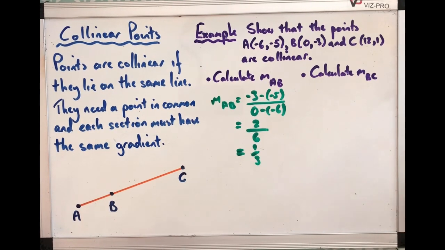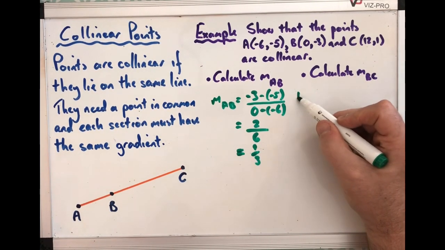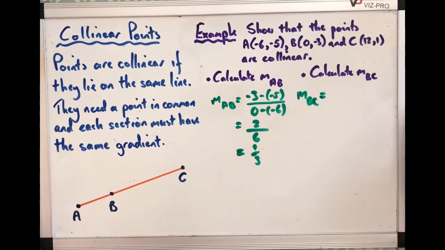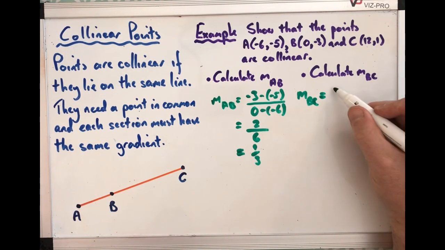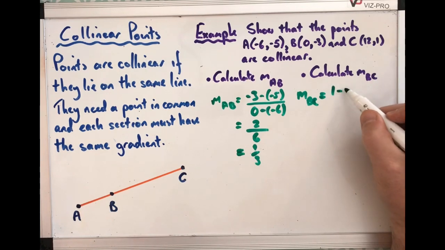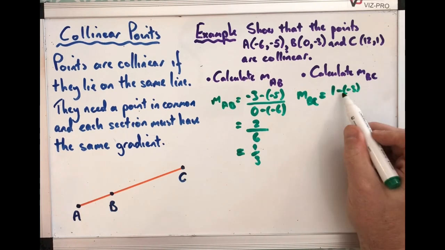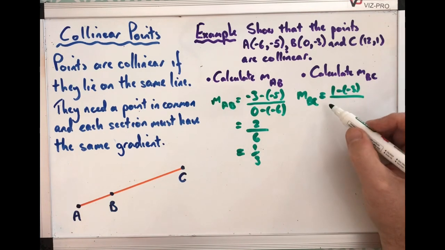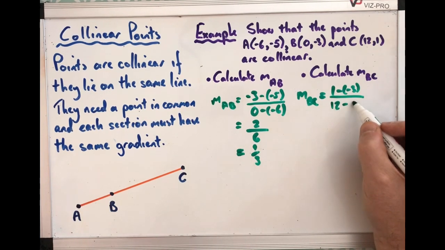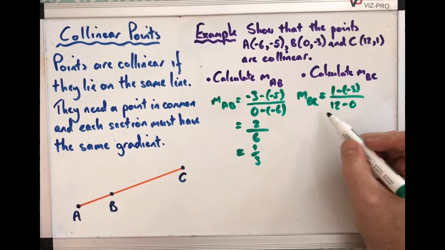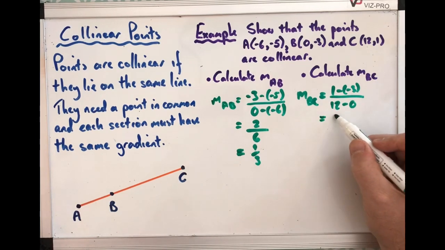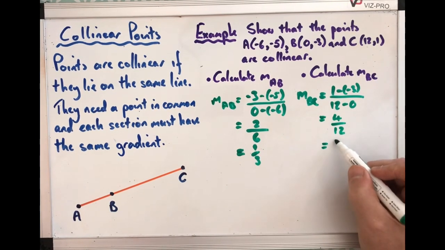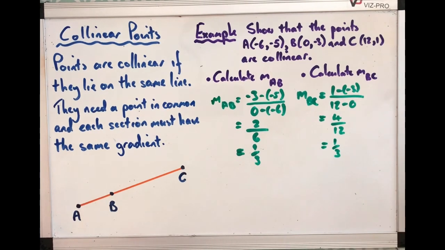We now have to do the same for the gradient of BC. So, gradient of BC: 1 minus minus 3 over 12 minus 0. That gives me 4 over 12, which again is 1/3.